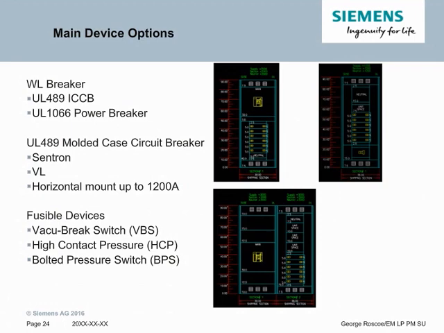Then finally, we also have fuse devices that can be mains. And these fuse devices are typically one of three types. Vacuum break switches are a preferred method if they are 600 amps or smaller for mains. High contact pressure switches up to 1200 amp mains. And bolted pressure switches anything larger than 1200 amps all the way up to 6,000 amps. And just as another note, bolted pressure switches above 4,000 amps will not have a UL label.